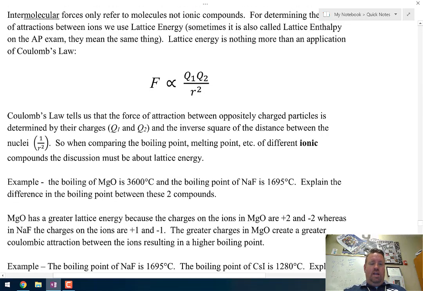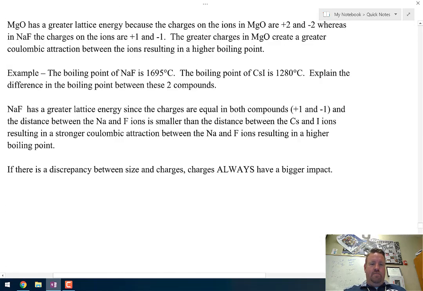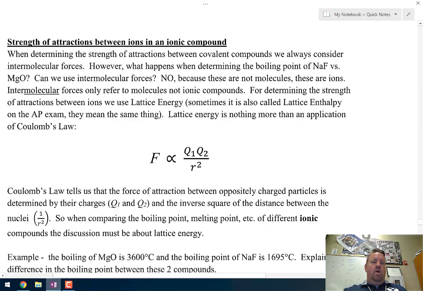All right, last thing here. Sorry, this is taking so long here. Okay. What about an ionic compound?